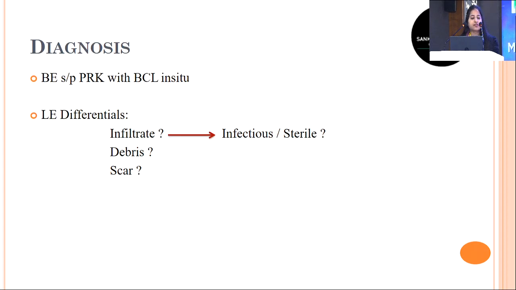So we made a diagnosis of both eyes status post PRK with BCL in situ, and we considered for the left eye the differentials of infiltrate, debris or scar. As it was present even after removing the BCL, we ruled out debris, and as we can see the cellularity in the slit section, we ruled out scar. So it is either an infectious or a sterile infiltrate.